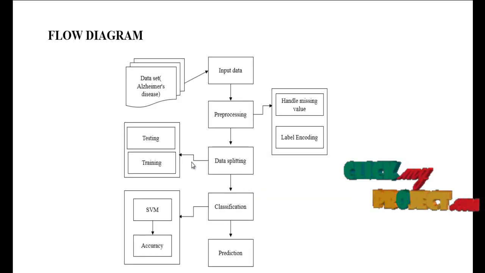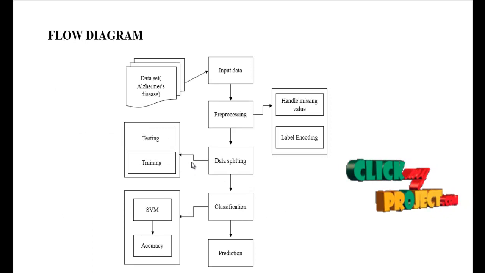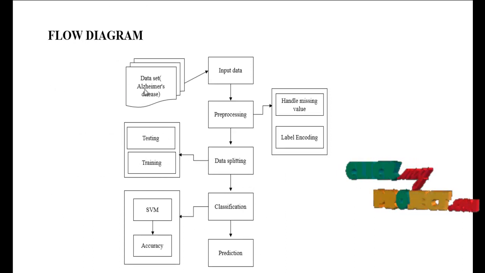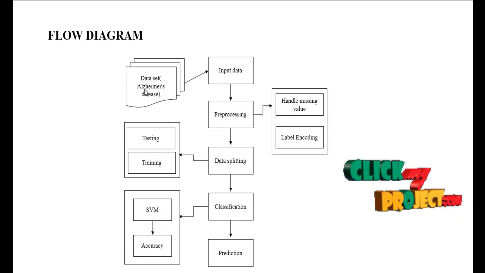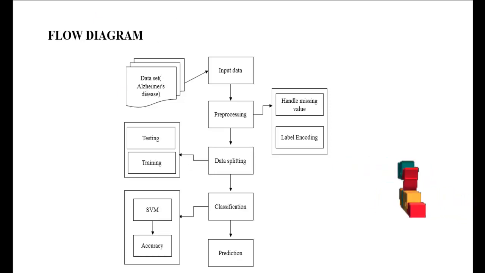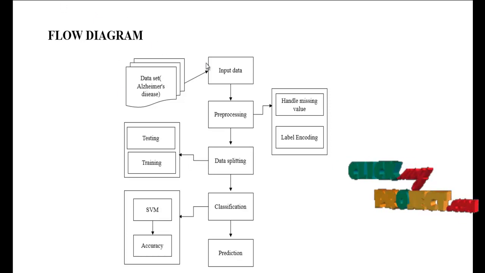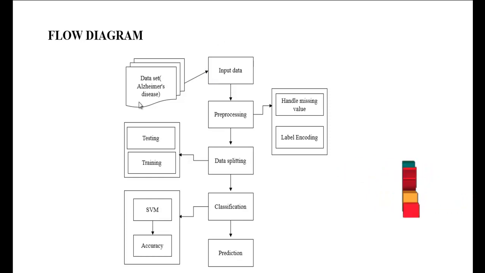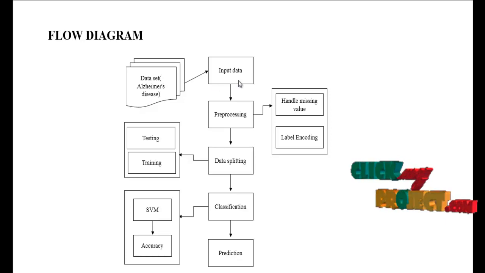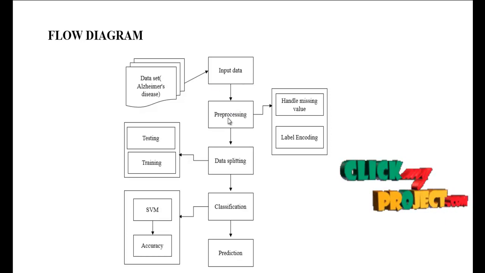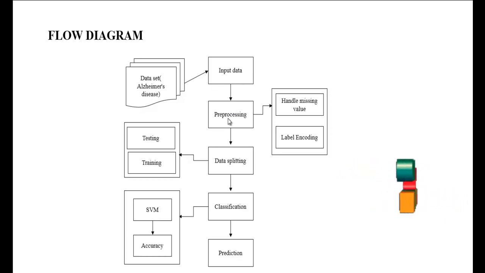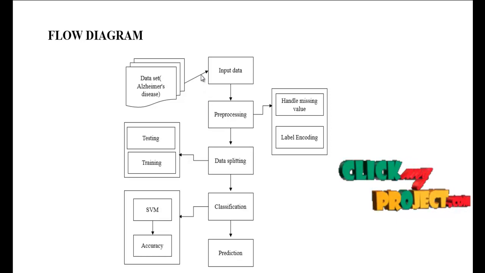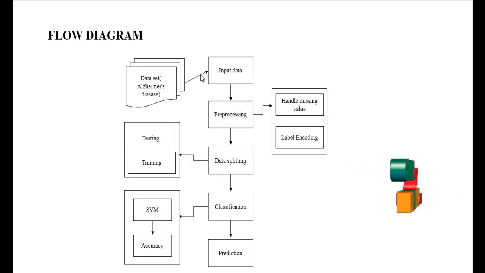Next, I would like to tell about the flow of our process. First, we have to take the data set from the dataset repository, that is the Alzheimer dataset. Then we have to take the input data from the dataset. After that, we have to implement the pre-processing step. In this step, we have to remove the unwanted data or unnecessary noise.